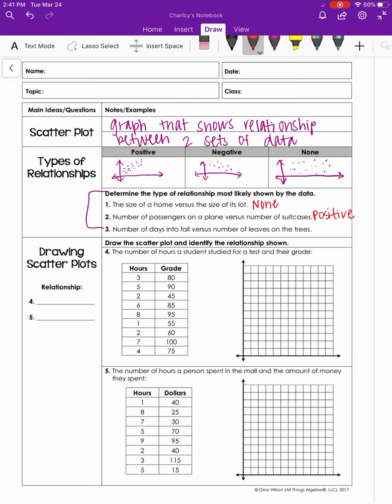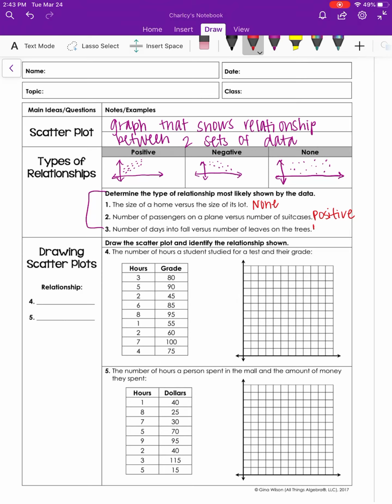Now, when they have the opposite kind of relationship, let's talk about number 3, number of days into fall versus the number of leaves on the tree. So you think about that. As we have more days in fall, our leaves are going to fall. We're going to have a less number of leaves. So as one grows, so the number of days in fall grows, the other one decreases, which would be our number of leaves.